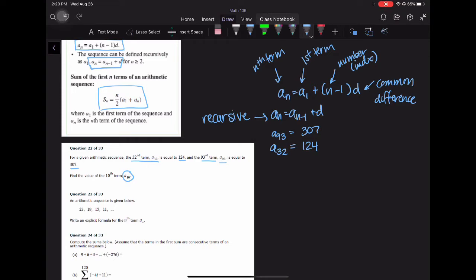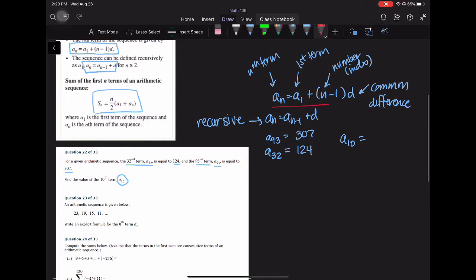Now, in order to find the 10th term, if I'm using this equation here, I need to know the first term, the common difference, and what my n is. Well, here I know that n is 10, but I don't know the first term or the common difference. So first I want to find the common difference. If I know that the 93rd term is 307, and the 32nd term is 124, well, what's the difference between 93 and 32? 93 minus 32 is 61, and the difference between 307 and 124 is 183.